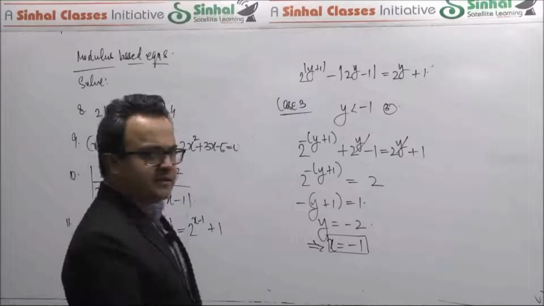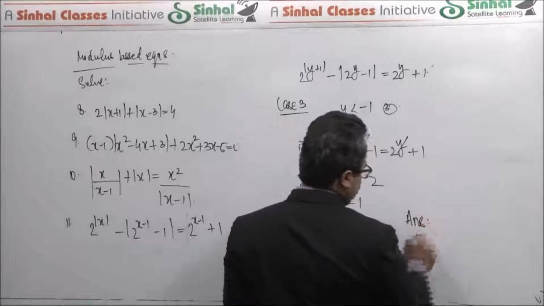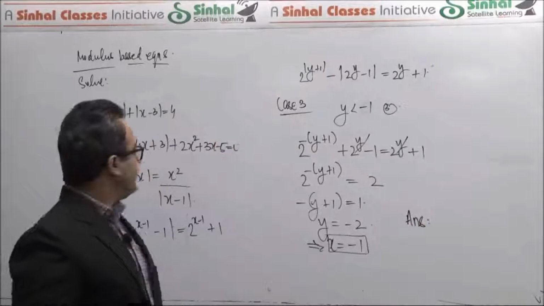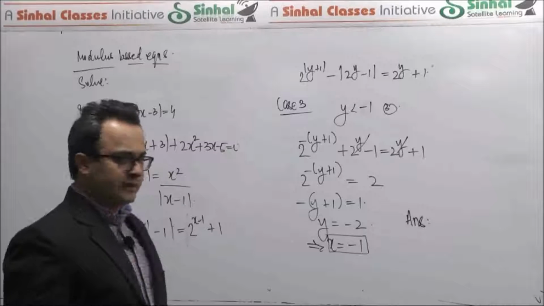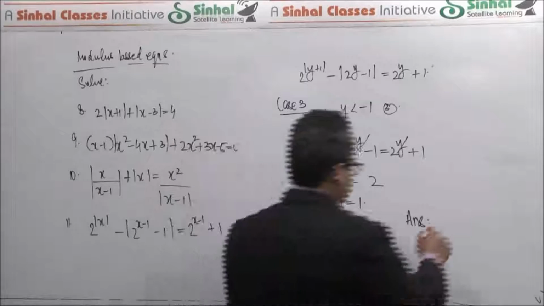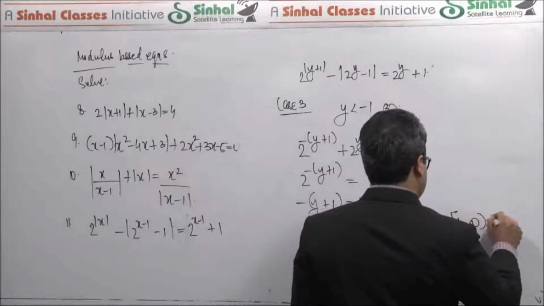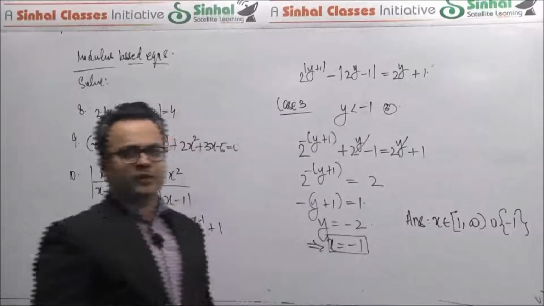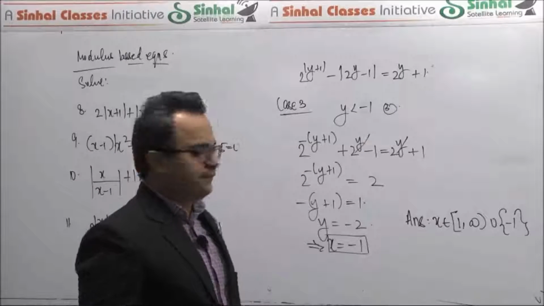So our final solution set therefore must be that x can take any value which is greater than or equal to 1. Right, x can either belong to the interval 1 to infinity, or it could also be equal to minus 1.